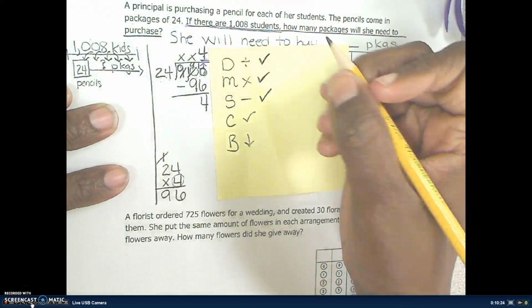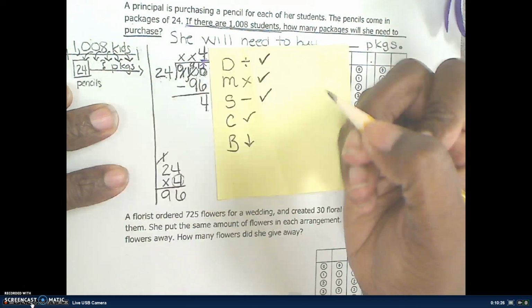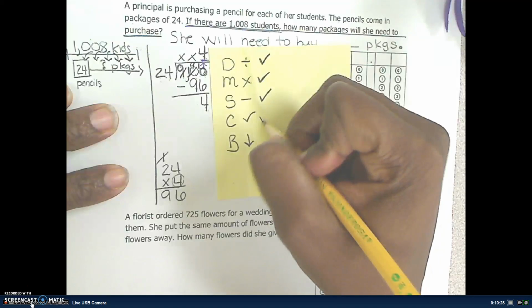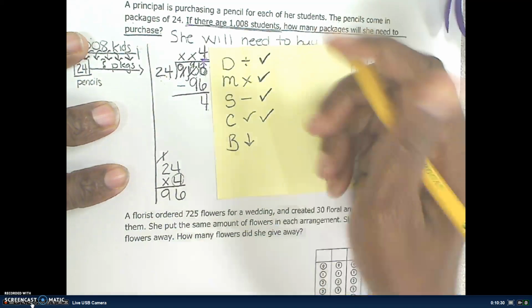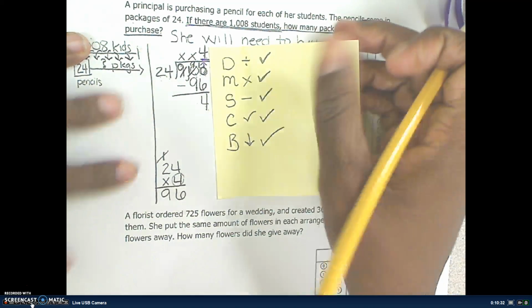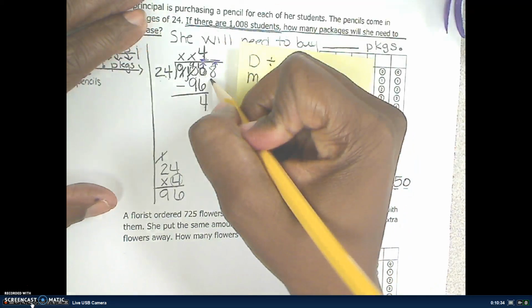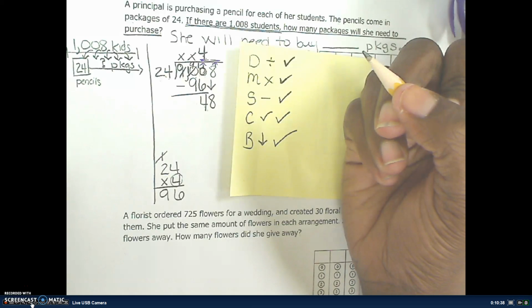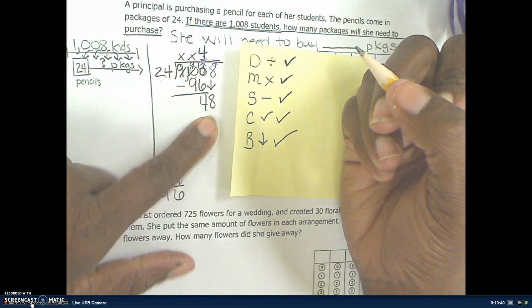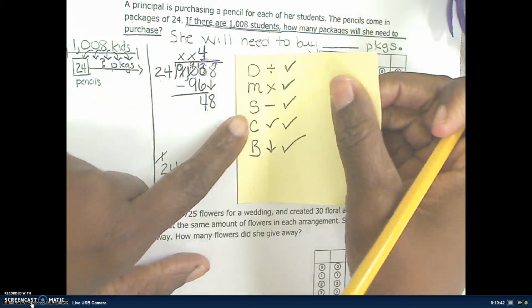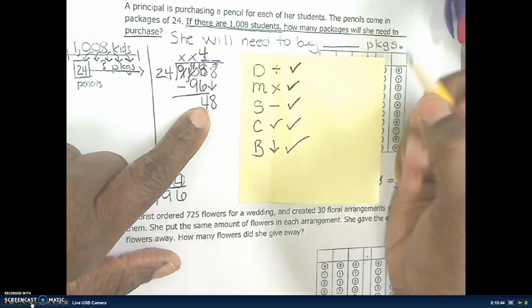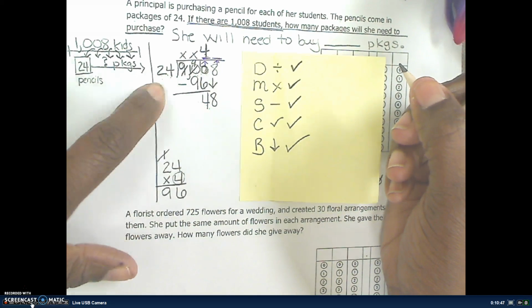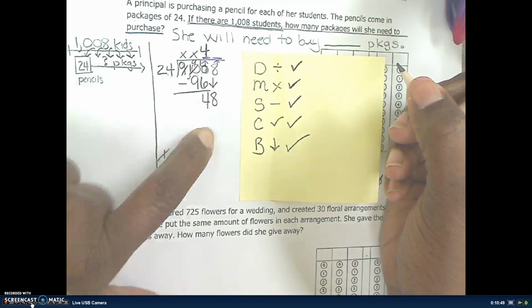Subtraction done. Now I'm going to check. Is my difference smaller than my divisor? If I can say yes, then I keep moving. And I do the last step. Bring it on down. Now, am I finished? Of course not. Because now I get to start all over again. 48 becomes my new dividend, and I ask myself, how many groups of 24 can I make out of 48?